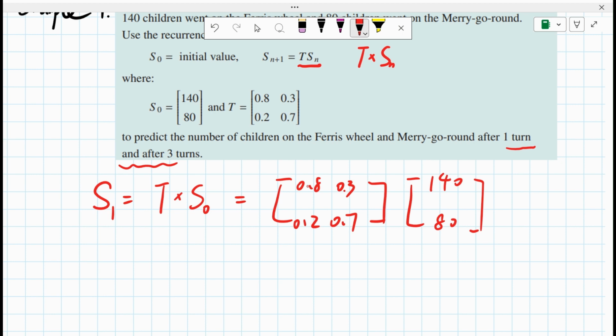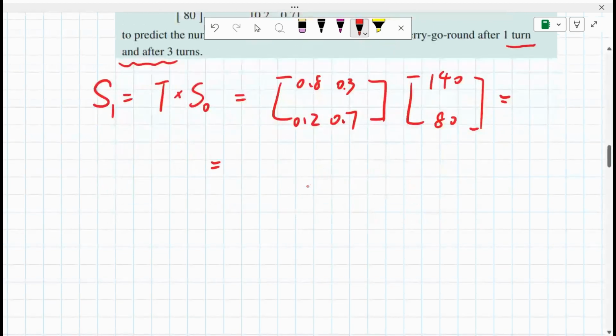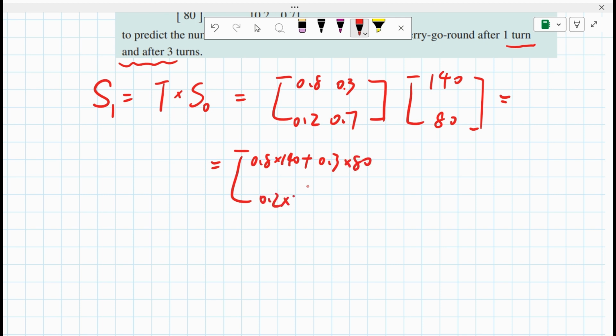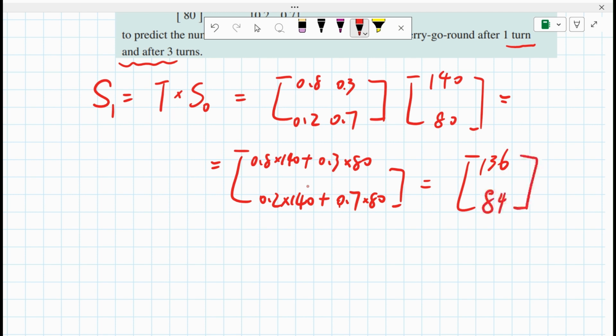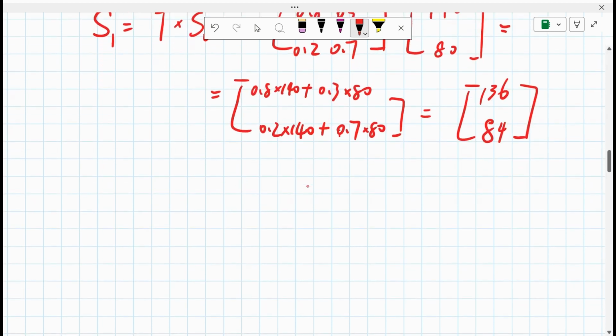We can use the CAS calculator to calculate it, and I'm just doing it by hand: 0.8 times 140 plus 0.3 times 80, and 0.2 times 140 plus 0.7 times 80. In the end that equals 136 and 84. Yes, so that's S1. Now we're going to calculate S3, so we calculate S2 first. S2 equals T times S1.